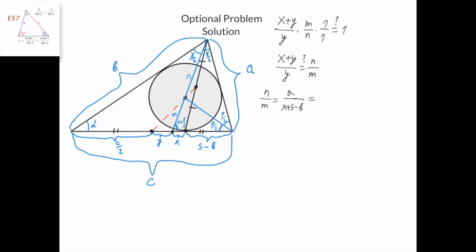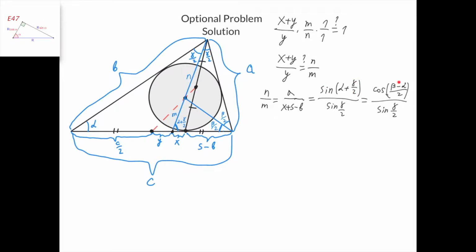And now we can apply the law of sines for this triangle and get that a divided by x plus s minus b equals sine of alpha plus gamma over 2 divided by sine of gamma over 2. But we know that sine of alpha plus gamma over 2 equals cosine of beta minus alpha over 2, because the sum of alpha plus gamma over 2 and beta minus alpha over 2 is alpha over 2 plus beta over 2 plus gamma over 2, which is 90 degrees.